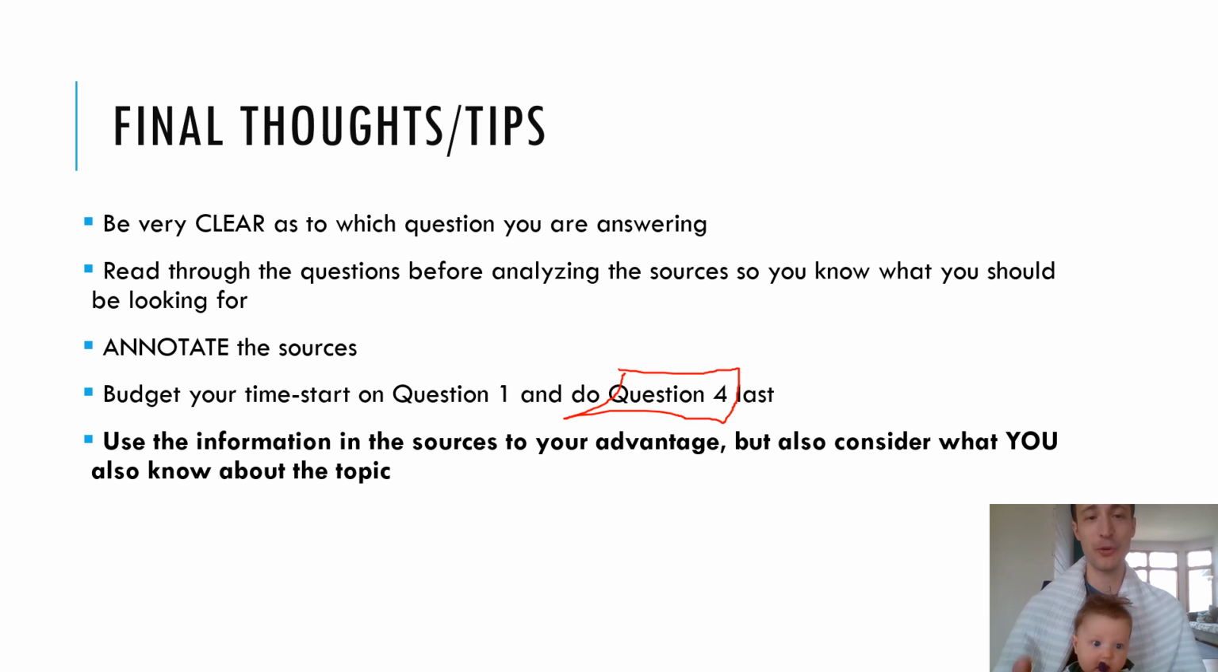Use the information in the sources to your advantage, but also consider what you already know. That's why we spent time in class learning about it. Make sure you think about what you already know, but make sure you're also using the sources. That's why paper 1 is nice. It gives you almost all the information you need right there, but you do need to know things outside of that.